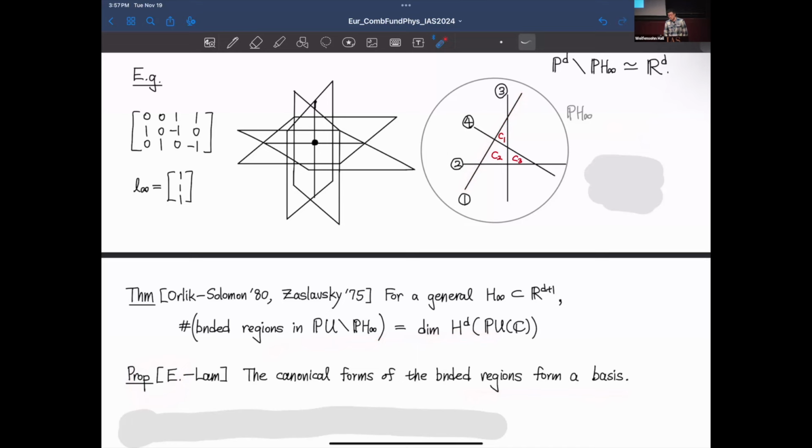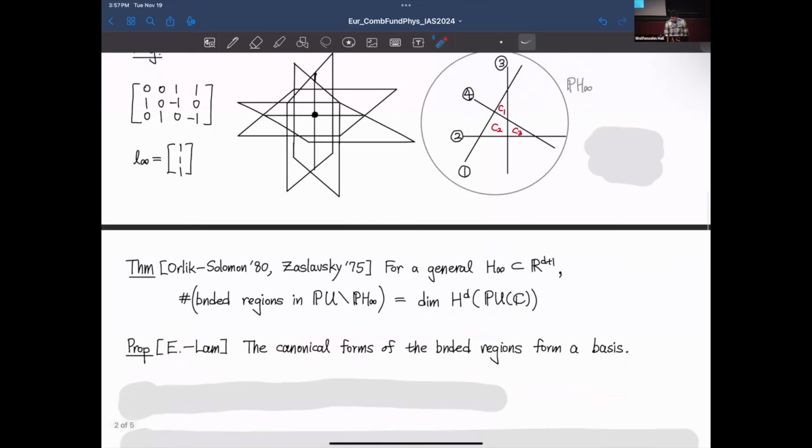And then the question should be, can I make this into a non-realizable statement or purely combinatorial statement? Yeah?